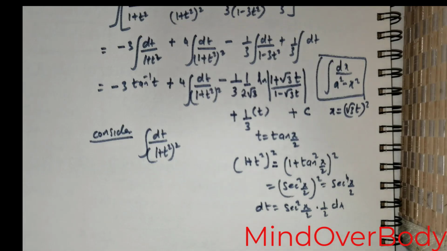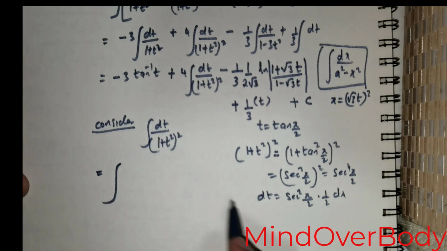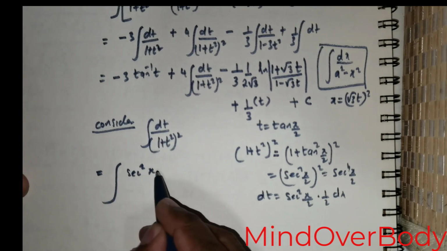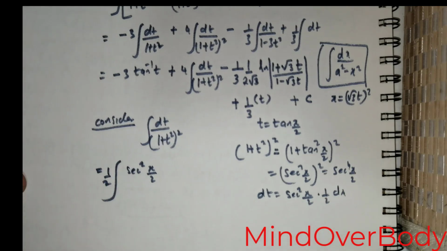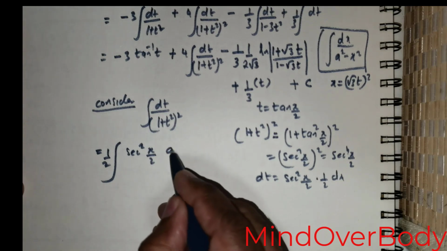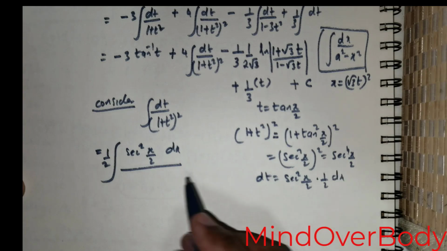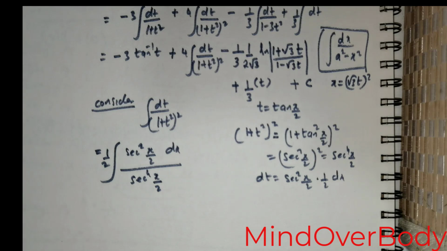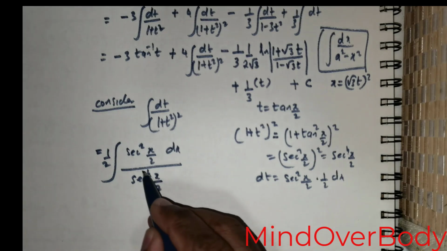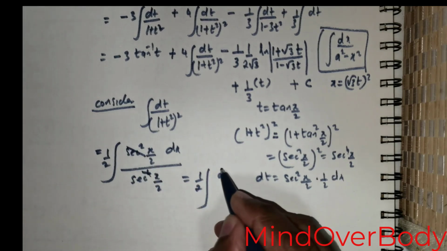So let's do that. If I were to substitute, this is going to be equal to the integral, in place of dt, secant squared x over 2. There is a 1 over 2, I want to place that 1 over 2 over there. And then I have dx divided by (1 plus t squared) raised to the power 2, and that is going to be secant raised to the power 4 x over 2. So this is what we have got. Now we will have to cancel the terms, and that would give us 1 over 2 times the integral dx.